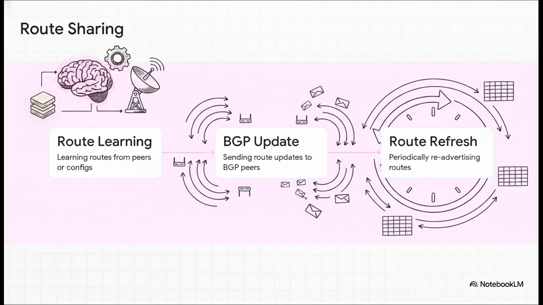Then Step 2, the BGP Update message. The router actively packages up this new knowledge and fires it off to inform everyone else on the network. And finally, Step 3 is route refresh. Because routers don't just set it and forget it, they periodically re-advertise these routes just to make sure the whole global map remains perfectly synchronized and up to date.